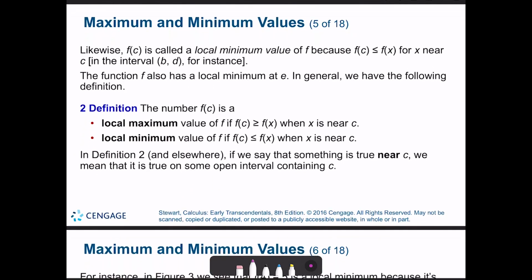So here's a formal definition of local max and local minimum. Local maximum is the value of f if the y values are greater than or equal to nearby y values. So y values that are near the x coordinate of c. And c, this c right here, is a specific undisclosed x coordinate. It's not a variable, it's a constant.